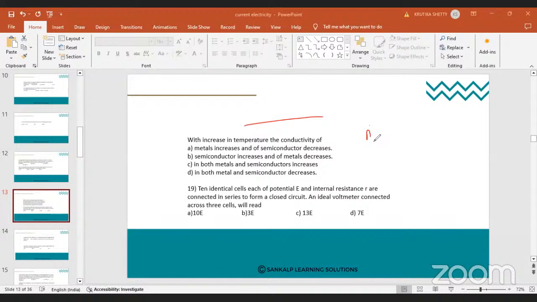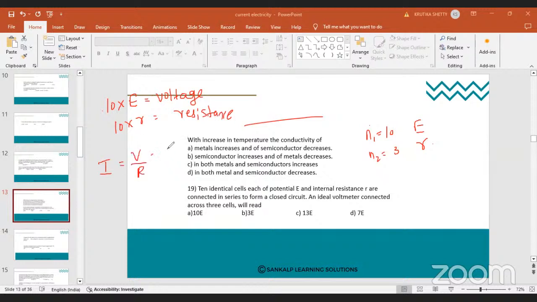Okay, so from Ohm's law, the total voltage across the 10 cells is given by 10 into E. Similarly, the total resistance will be 10 into R. Therefore, the current is V by R, which becomes 10E divided by 10R. So the current is E divided by R.